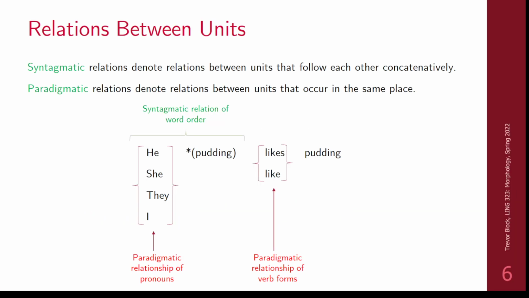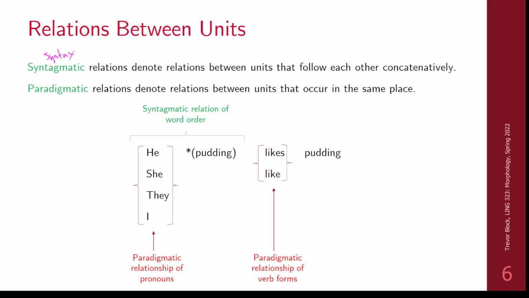So let's talk about paradigms. We have to talk about different relations first so we understand what we mean by paradigm. There are two types of relations. There's syntagmatic relations. You can think of this as coming from the word syntax. This talks about the order of units. For example, in a sentence, we know that we can't put the subject and object right beside each other. We can't say "he pudding," but we can say "he likes pudding." The relation between the words is a syntagmatic relation.